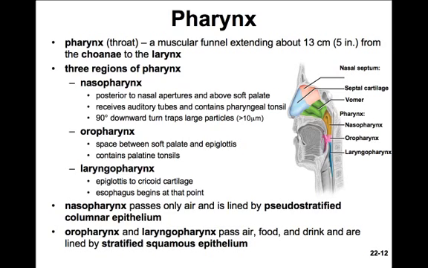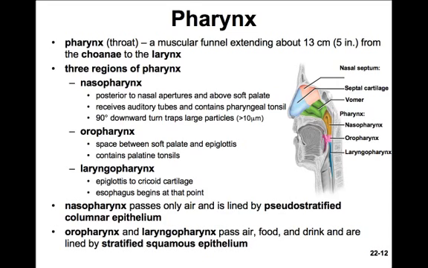There are three major regions: the nasopharynx, the oropharynx, and the laryngopharynx. The nasopharynx is posterior to the nasal apertures and above the soft palate. It receives the auditory tubes and contains the pharyngeal tonsil. It has a 90-degree turn that traps large particles. The velocity of the large particles can't make the turn, so they get trapped by the pharyngeal tonsil.